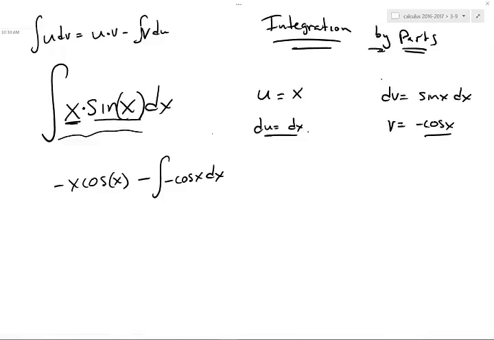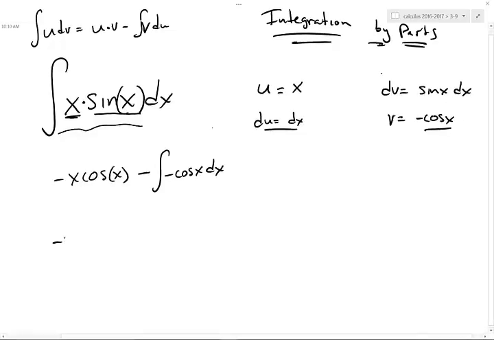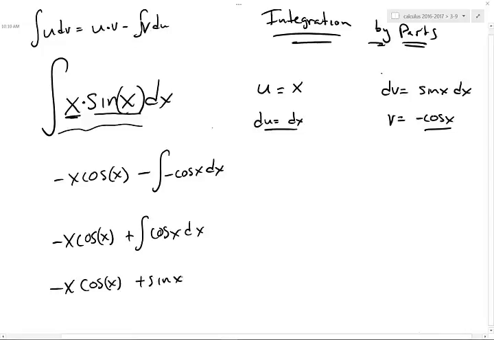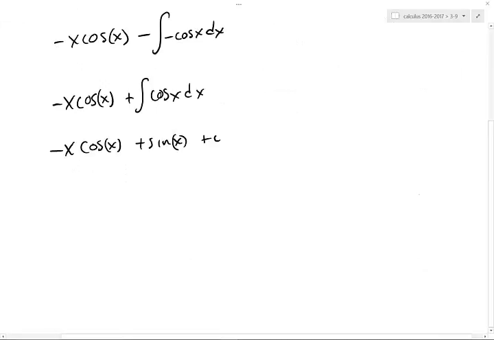But wait, Mr. Groom, I feel like we're not done yet. No, you're right. We're not done yet, because I still have another integral here, don't I? Negative is positive. Is that true? What is the antiderivative of cosine? From whence did cosine come? Sine. That's right. Plus c. That's the antiderivative, friends. That's it.